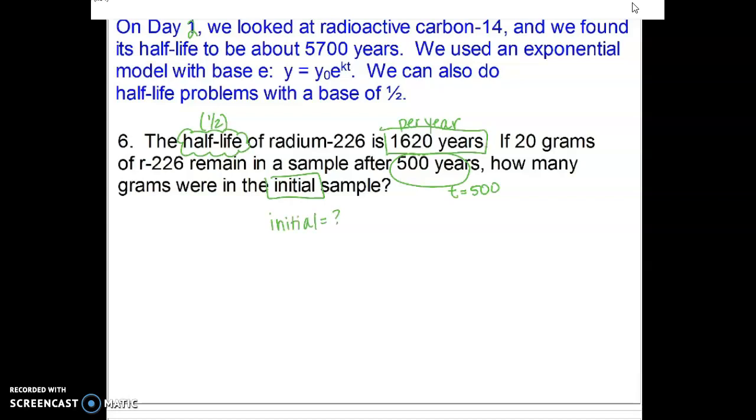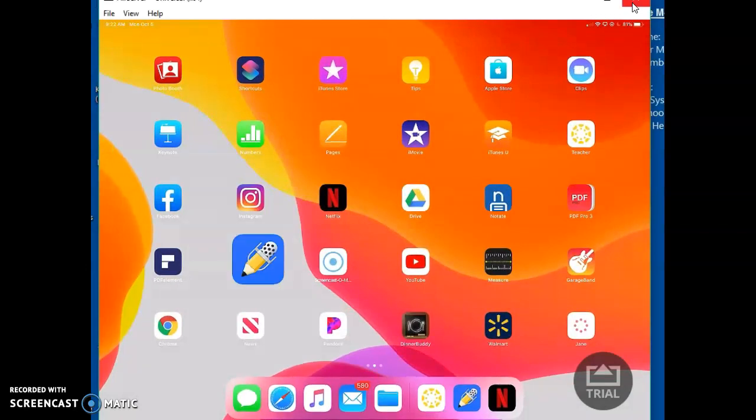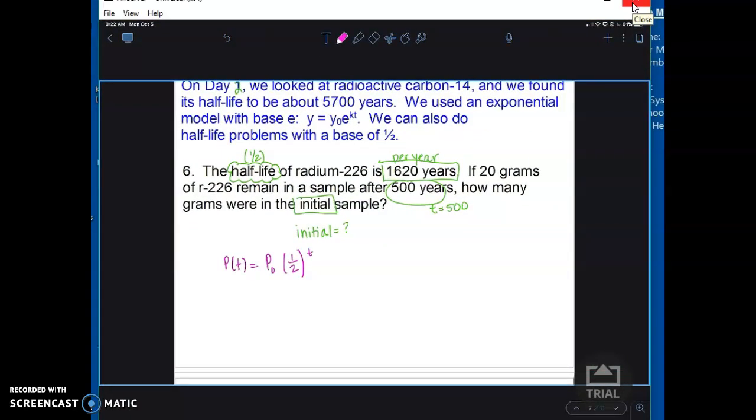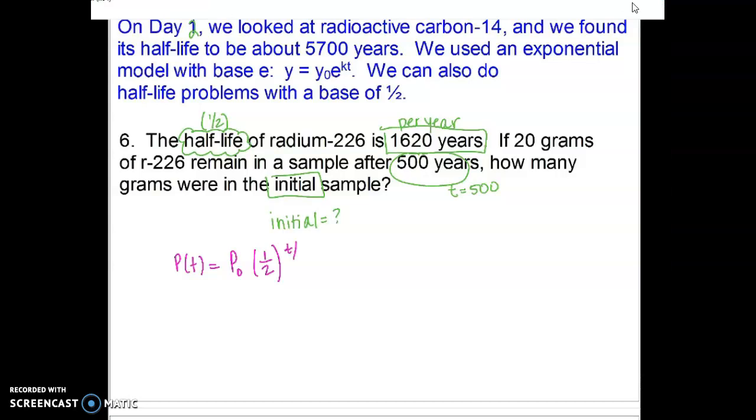Okay, so let's put all this together. So we're going to have P of T equals, we do not know the initial, so I'm going to put P naught. Because it's half-life, you're going to have 1/2 in the parentheses. And then half-life will always tell you how many per year, so that's going to be T over the 1620.